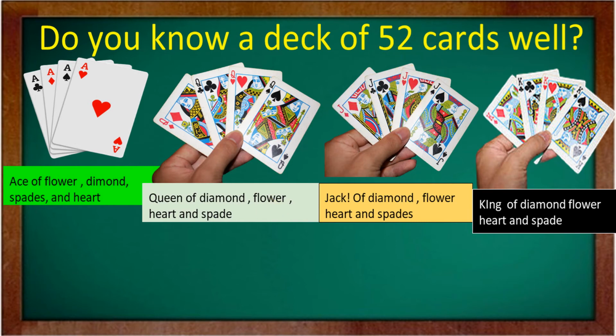And those 13 cards go from what? You know, right? It goes from ace. Then we have 2, 3, 4, 5, 6, 7, 8, 9. Then we have 10. Then we have jack, then we have queen, and then we have king. So I have 13 cards of flower. Then again 13 cards of diamond. Then we have 13 cards of spade, and then we have 13 cards of hearts.